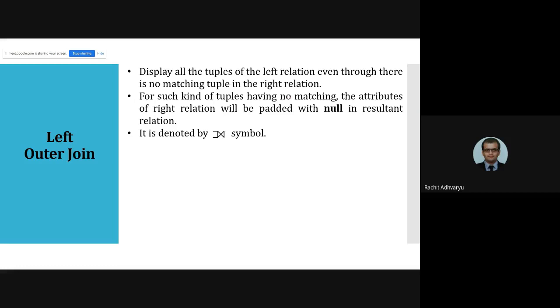So let us say display all the tuples of the left relation, even though there is no matching tuple. Whether the data is matched or not, we are going to display the data of the left table. All the data of the left table will be displayed. That is what left outer join says: display all the data of the left table along with the right table.